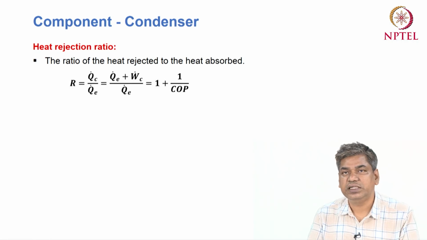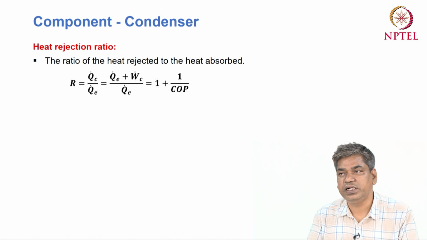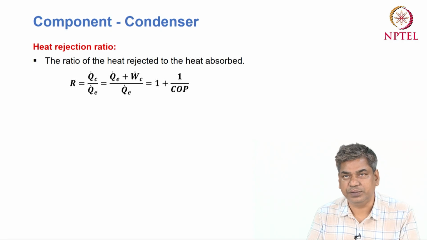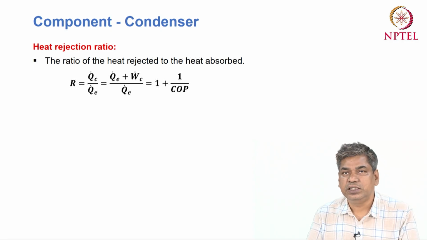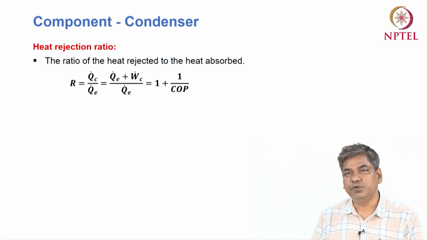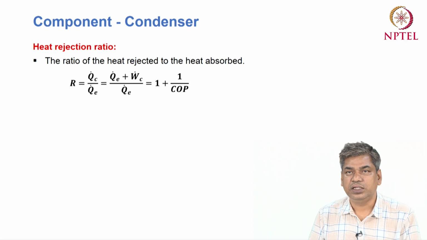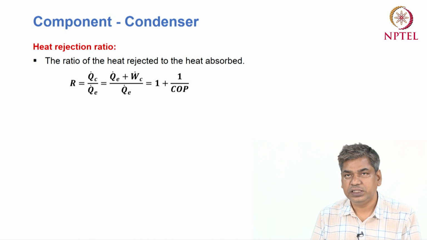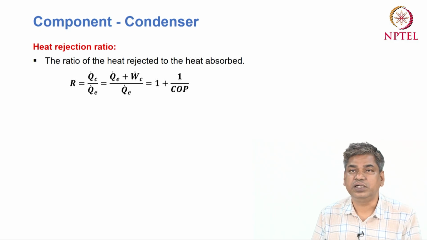So basically the heat ejection ratio will tell us, for unit refrigeration capacity, what is the heat to be rejected from the refrigeration system. This heat ejection ratio R can be expressed as 1 plus 1 by COP. So if you know the COP, we can evaluate the heat ejection ratio for that refrigeration system. This heat ejection ratio is highly dependent on the evaporator temperature and the condenser temperature.